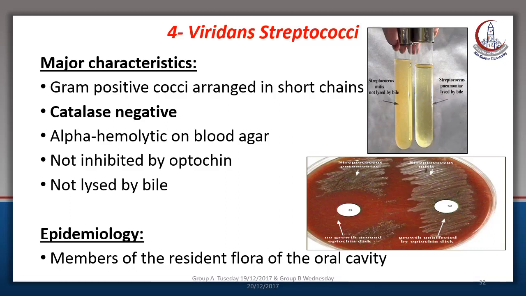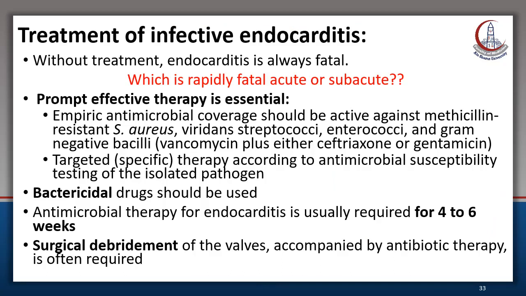Enterococci have their natural habitat in the human intestine. They may cause disease outside the GIT, particularly in hospitalized patients and immunocompromised patients. So it causes an opportunistic infection in immunocompromised patients.